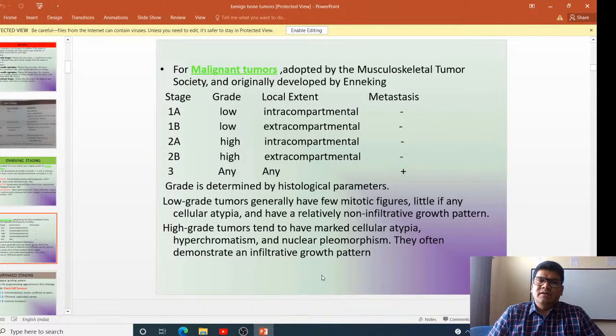Stage 2A is a high grade tumor, intracompartmental, and no metastasis. Stage 2B is a high grade tumor, extracompartmental, no metastasis. And stage 3 is any grade, and the local extent can be anywhere. If there is a metastasis, it is stage 3. Okay.